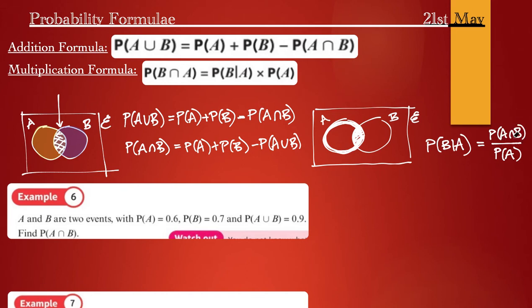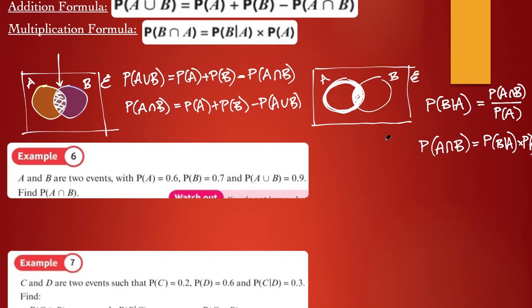And if we rearrange that, multiply both sides by probability of A, you will see that we get probability of A intersection B equals probability of B given A times by probability of A, which is exactly what we had written here. So that's called the multiplication formula because it has a multiple in it, and the addition because it has an addition in it. And simple as that.